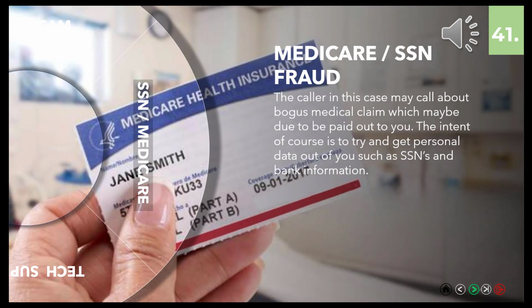So in this last example of a phishing scam, a caller may call about a case about a bogus medical claim which may be due to be paid out to you. The intent, of course, is to try and get personal data out of you, such as social security numbers and bank information. So this is another type of scam designed to steal your personal information, which can be used to file false claims and even open fraudulent lines of credit later on.